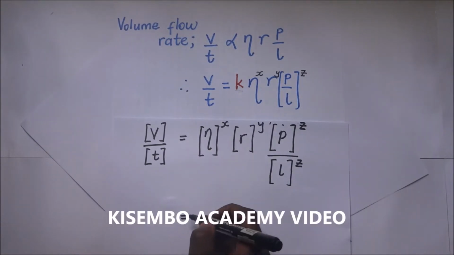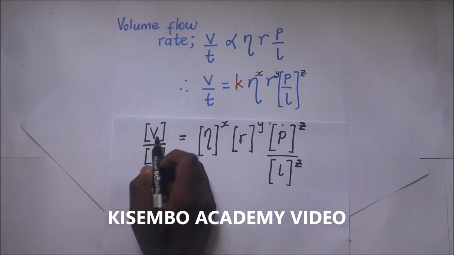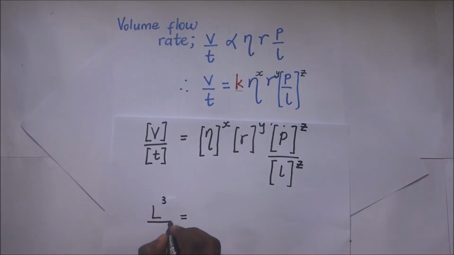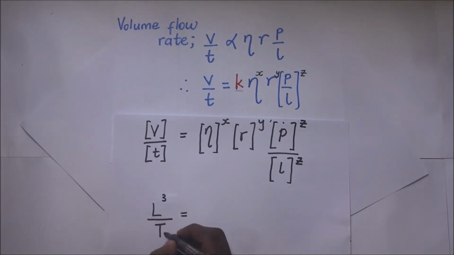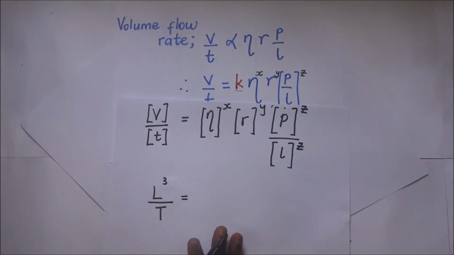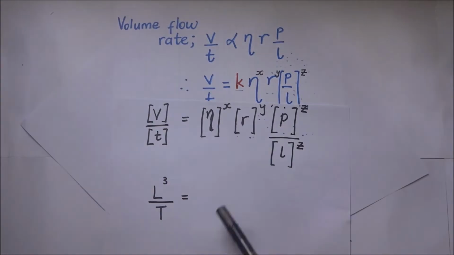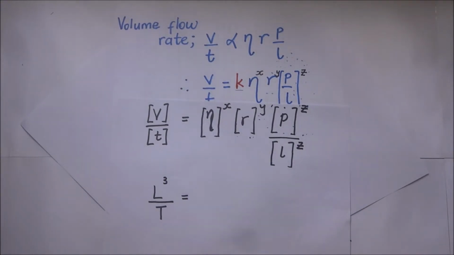So we continue. Of course this is volume. Volume is L to the power 3. So this is L to the power 3, divided by the dimensions of time, capital T, which is time. That is going to be equal to the dimensions of the coefficient of viscosity. Now, to get the dimensions of coefficient of viscosity, we are going to have to do some side work.